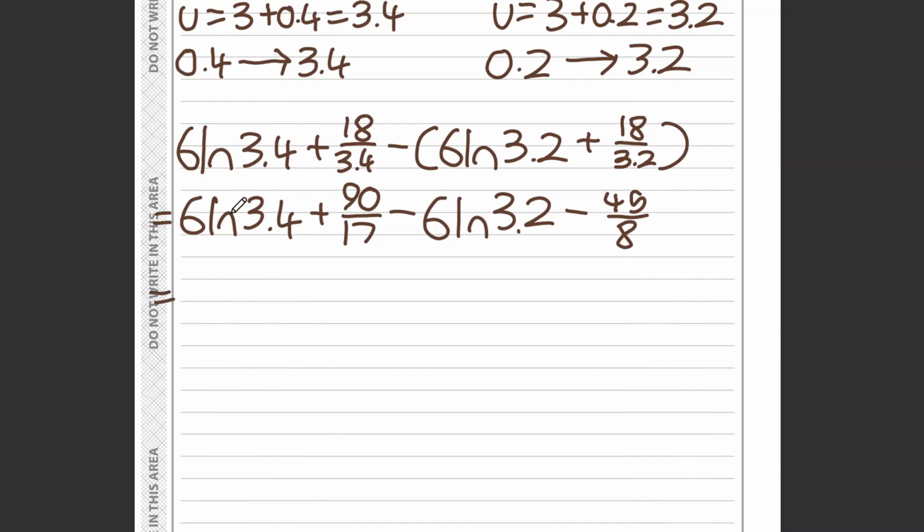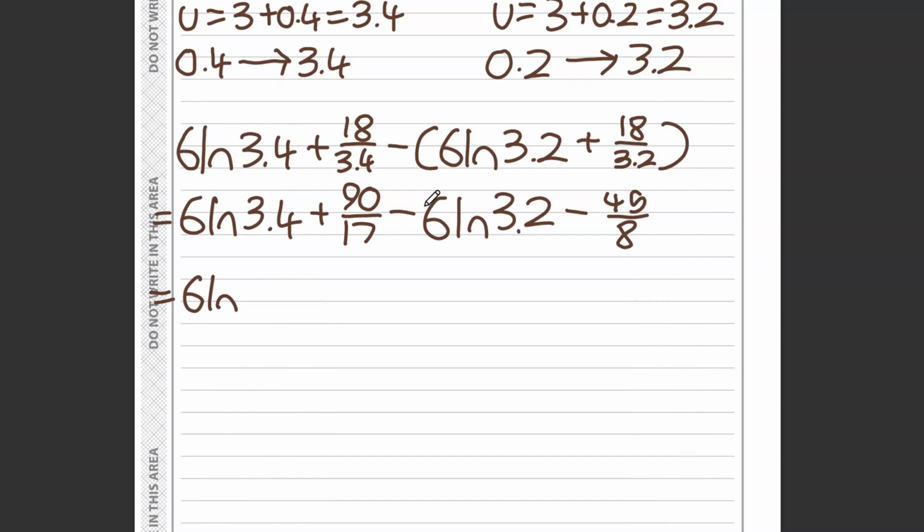So here we have 6 natural log of 3.4 minus 6 natural log of 3.2. Now remember, if the coefficients of the logs are the same and you have a log minus another log, you can combine these logs by dividing what is inside the log. So we can rewrite this as 6 natural log.